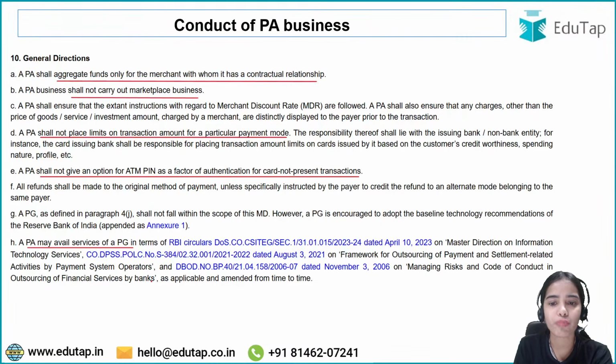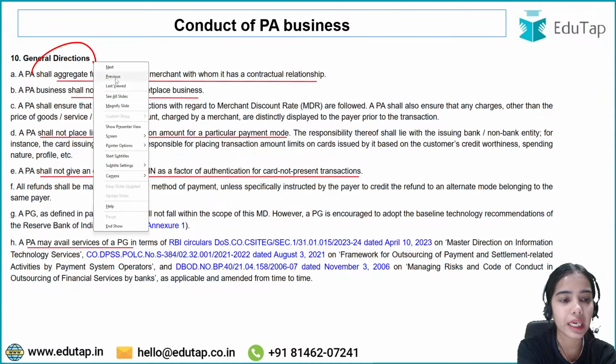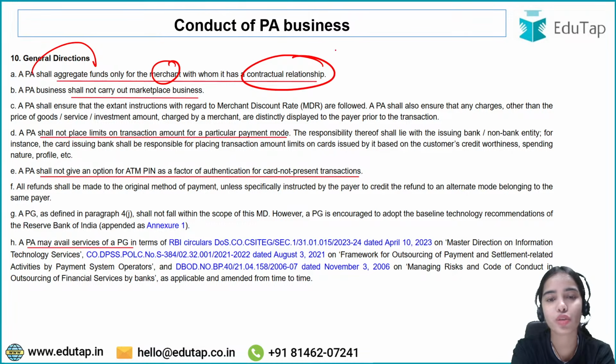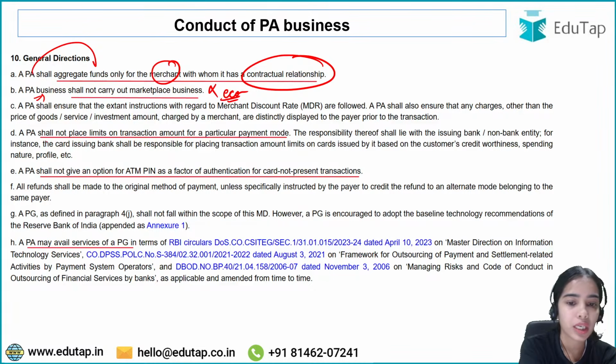Now, conduct of payment aggregator business, general directions. The payment aggregator shall aggregate funds only for the merchants with whom it has a contractual relationship. The payment aggregator business shall not carry out marketplace business, that means it itself cannot have e-commerce operations. Okay, this is the idea.